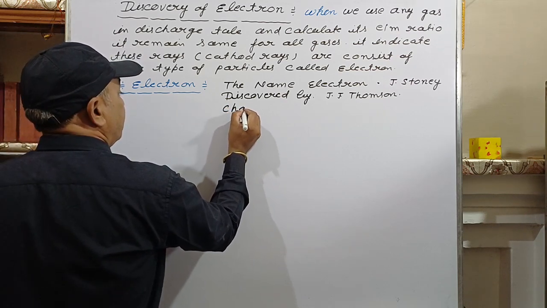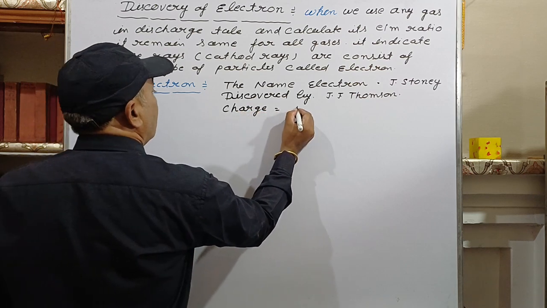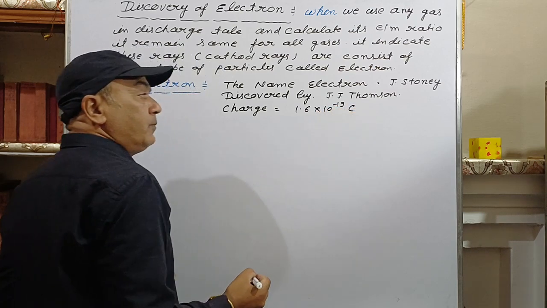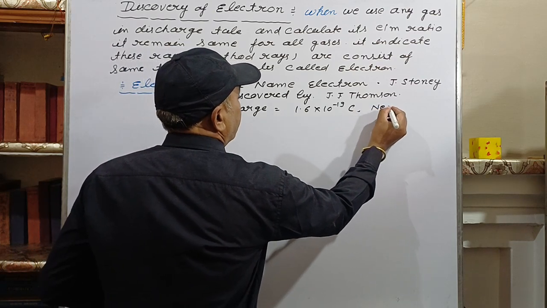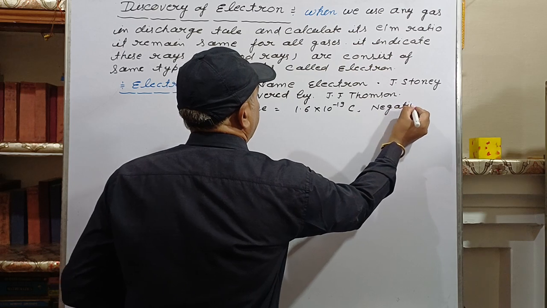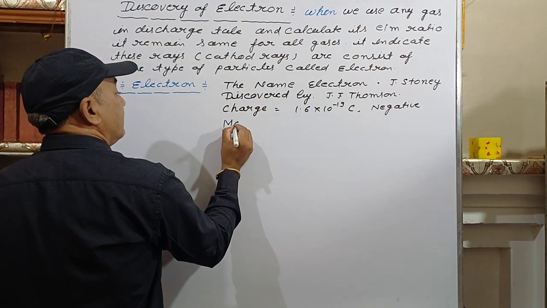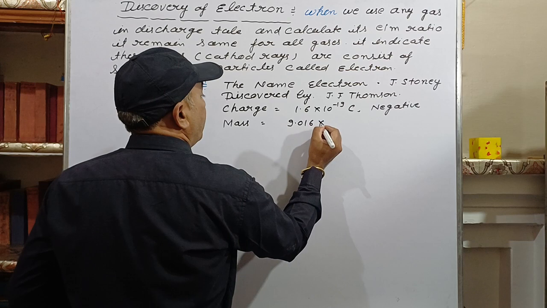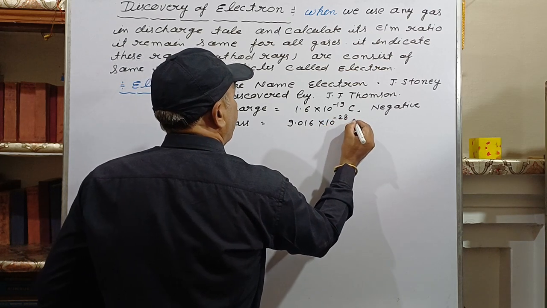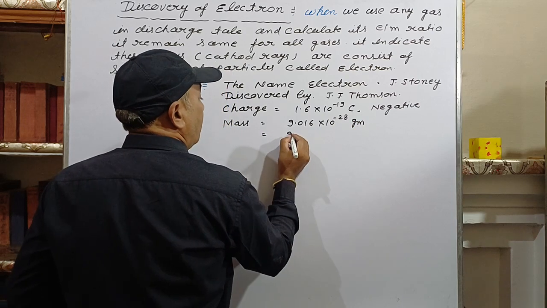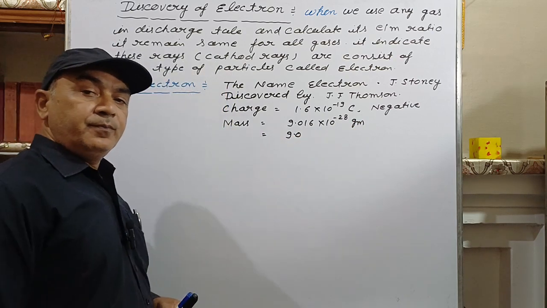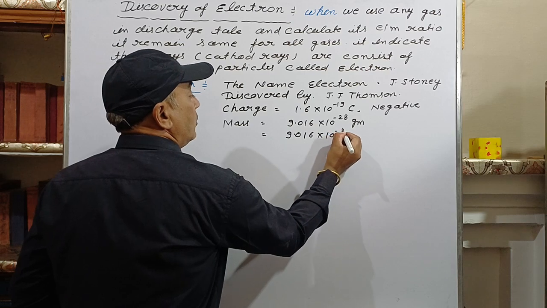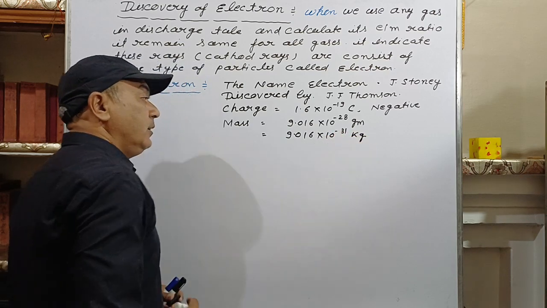The charge of an electron is 1.6 into 10 to the power minus 19 coulomb, and its nature is negative. And now the mass of an electron is 9.016 into 10 to the power minus 28 gram, or we can say the mass of an electron is 9.016 into 10 to the power minus 31 kilogram.